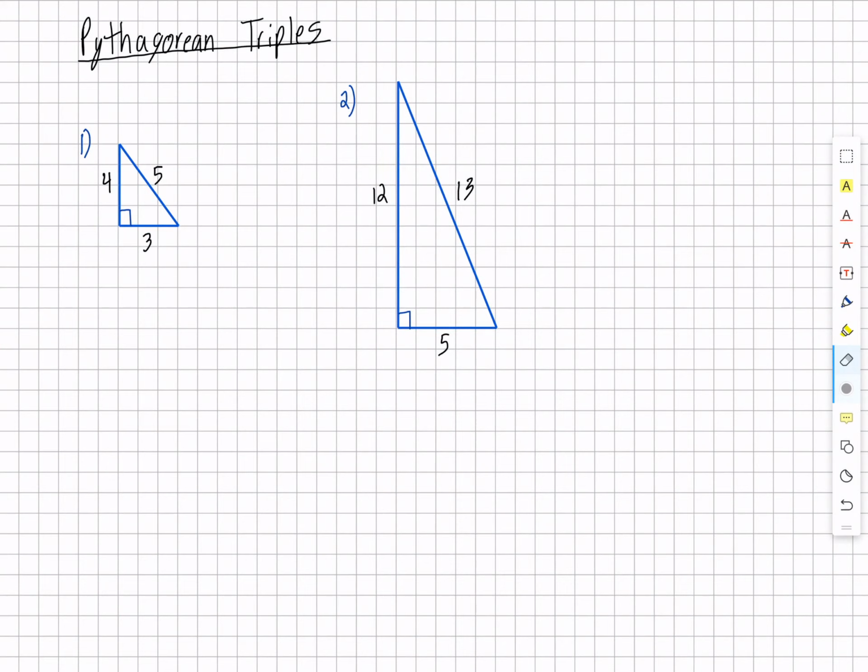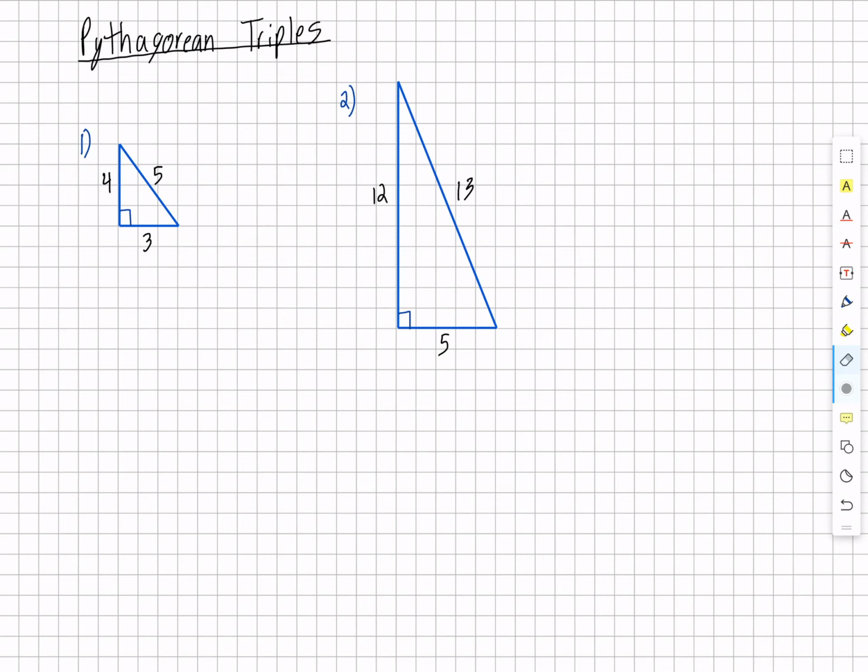Just wanted to cover one last topic of today's lesson, and this is the idea of Pythagorean triples. This concept comes in handy in regards to tests such as the ACT, helps you get a little bit quicker in regards to looking at triangles and different things like that. So I have two examples of two triangles here with lengths.